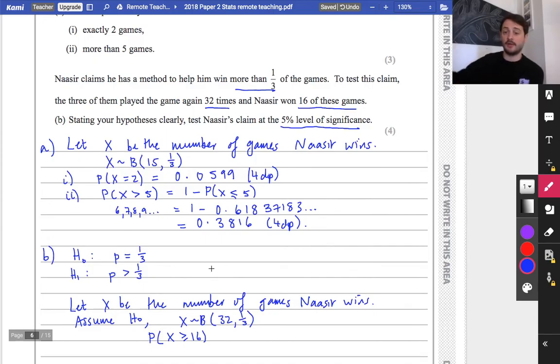we're looking for 16 or more extreme, and the direction of how extreme it would be is going to more than that. It's already above what we would expect it to be. A third of 32, we'd expect maybe about 10 or 11 wins. He's won 16, which is pretty extreme, so we want 16 or above.